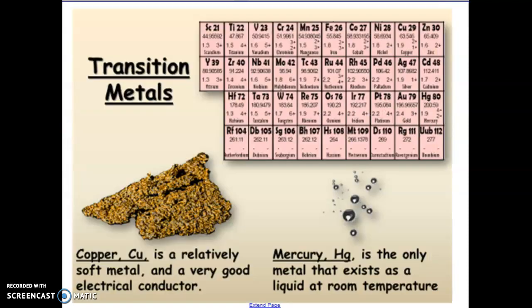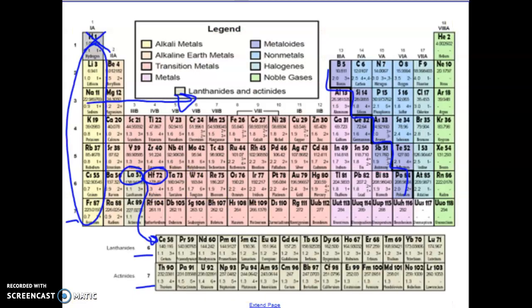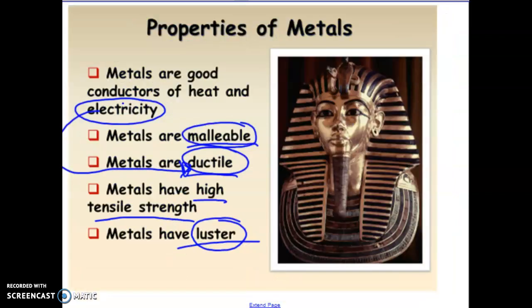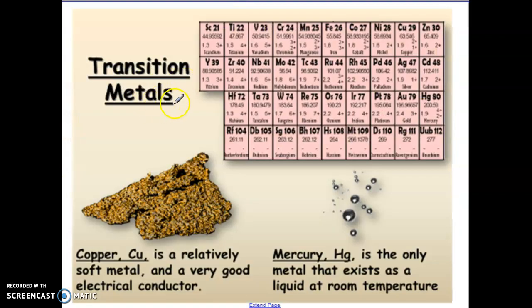Okay, so transition metals. Notice we talked about group 1 and group 2, but we didn't talk about all of those metals in between. So group 1 and group 2, the alkali metals and alkaline earth metals, and then we have this center block of metals. They're known as the transition metals. We just group them together. They have many different properties. Of course, they're all metals, but some of them are actually kind of unique.